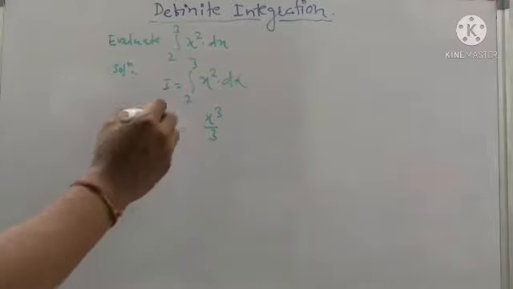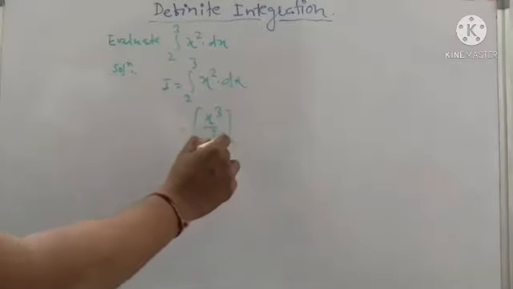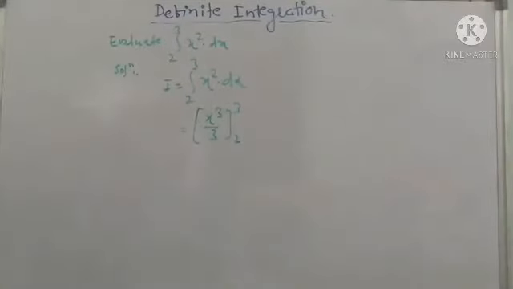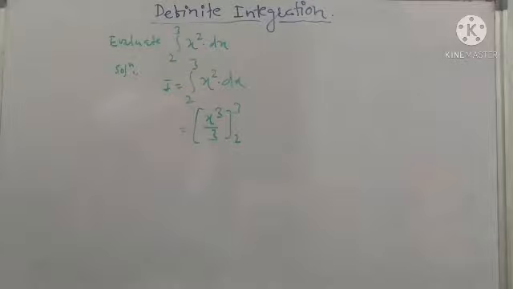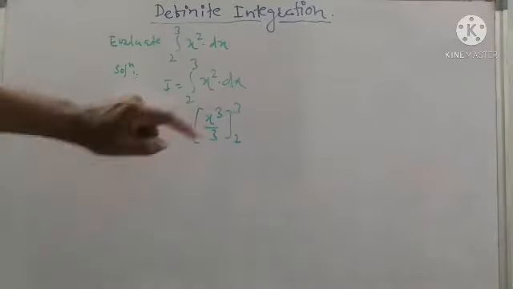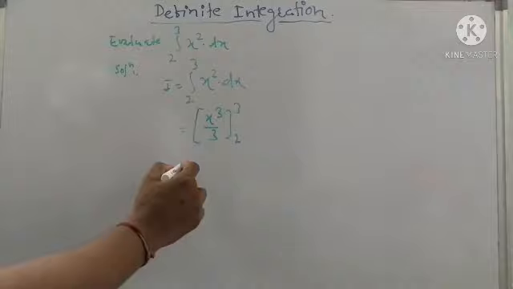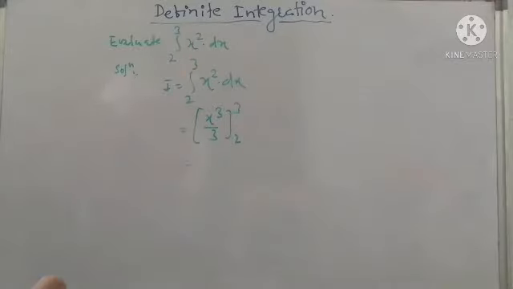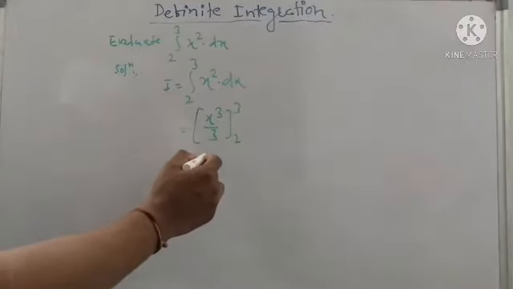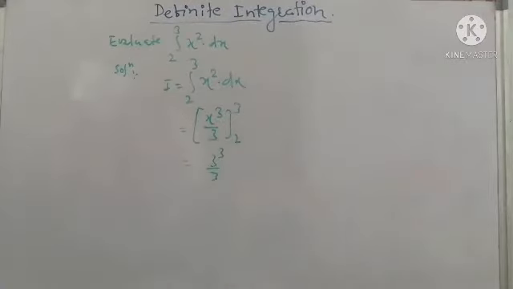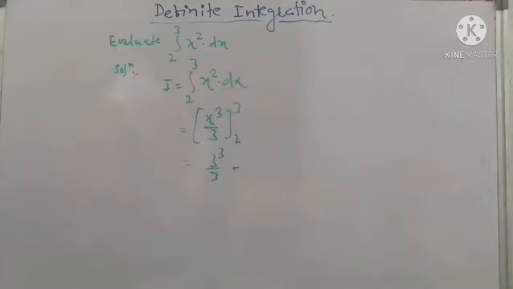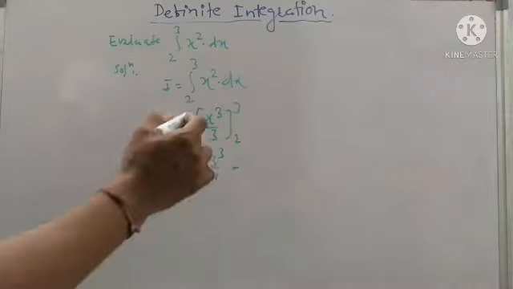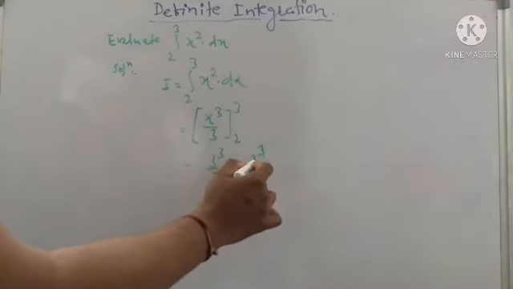Instead of it, we put the integration limits. As the lower limit is 2, we put it in the base, and the upper limit is 3, so we put it at the top. Now by putting the value of the upper limit first, we get the upper value of integration. Here the upper limit is 3, so 3 cube divided by 3 is the upper value, minus, again putting the lower limit in the integration, we get the lower value. As x is equal to 2, so 2 cube divided by 3.